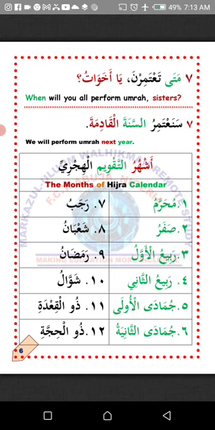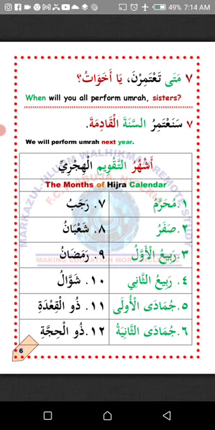Wahid, number one, Muharram, being the first month of Islam. Ithnan, number two, Safar, being the second month. Thalatha, number three, Rabi'ul Awwal, being the third month. Arba'a, number four, Rabi'ul Thani, is the fourth month. Khamsa, number five, Jumada al-Ula, is the fifth month. Sitta, number six, Jumada al-Thaniya, is the sixth month. Either Jumada al-Thaniya or Jumada al-Akhira, both are correct.